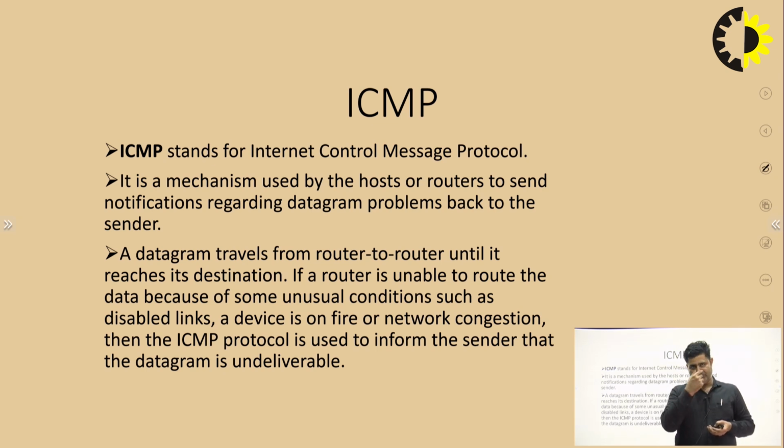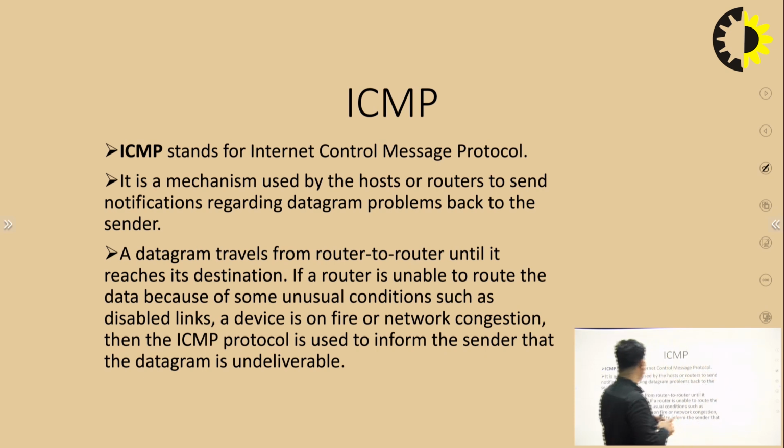So with the help of this ICMP, we send a message back to the sender with information about what happened in between the transfer of the file from source to destination. The last point is that a datagram travels from source, router to router, until it reaches the destination. The datagram is transferred from one place to another, and in between we have a number of routers before it reaches the destination.